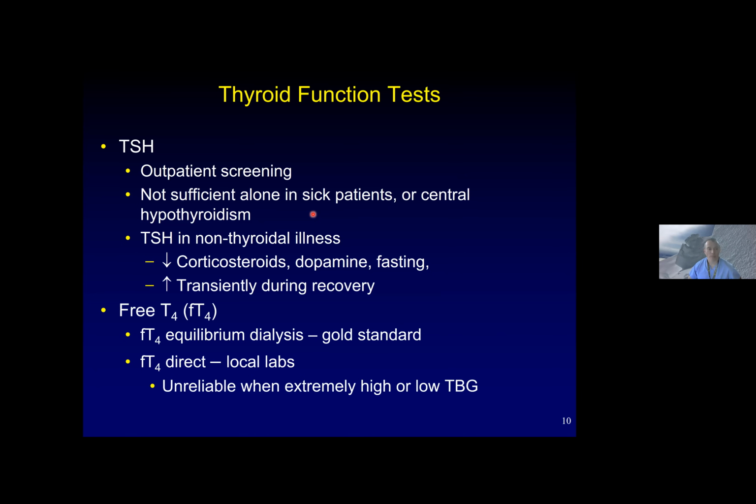Free T4, the gold standard way to measure it is by equilibrium dialysis. However, most labs, unless you specifically request that equilibrium dialysis for T4, run direct assays for T4, which may be unreliable if, for instance, there are abnormalities in the binding protein for thyroid hormone called thyroid binding globulin, or TBG.